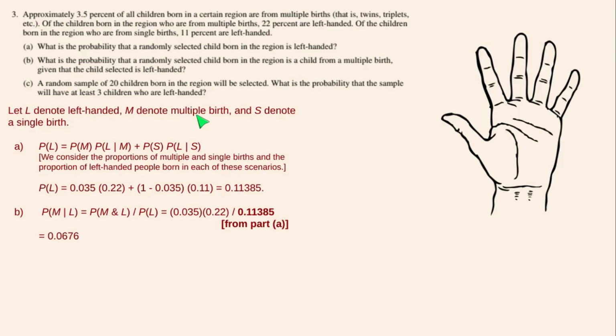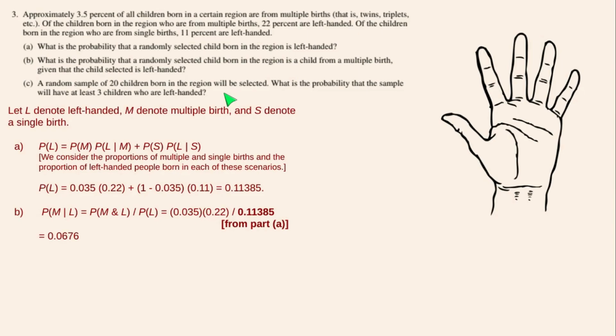Okay, let's look at letter C. A random sample of 20 children born in the region will be selected. What is the probability that the sample will have at least 3 children who are left-handed? Here's a hint. That scenario describes a particular probability distribution. See if you can remember which probability distribution it is and try this one on your own. Unpause the video when you are done. All right, I'll assume we're ready to continue.